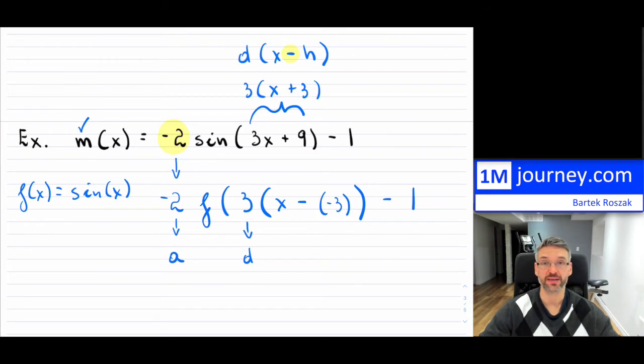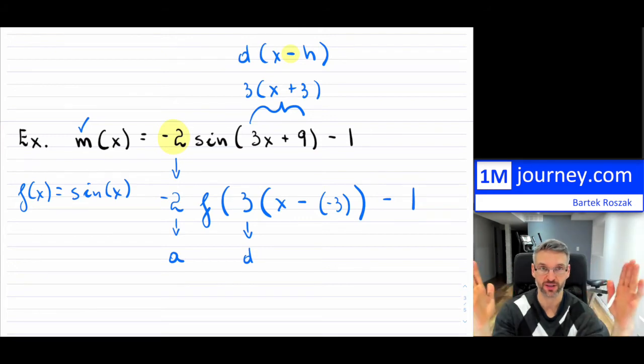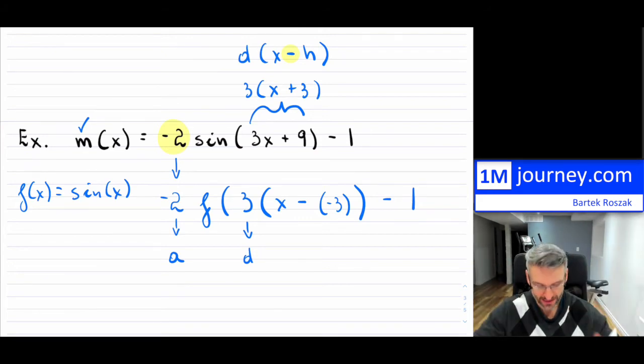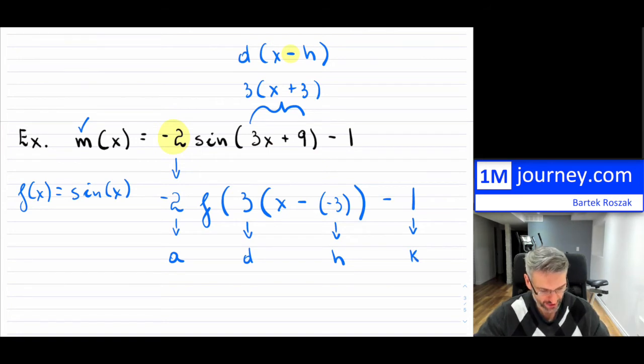So what does that mean? It's going to compress it in. So the period is going to be shortened. Now this right here is going to be your H. And then this right here is going to be your K. So your K is -1.